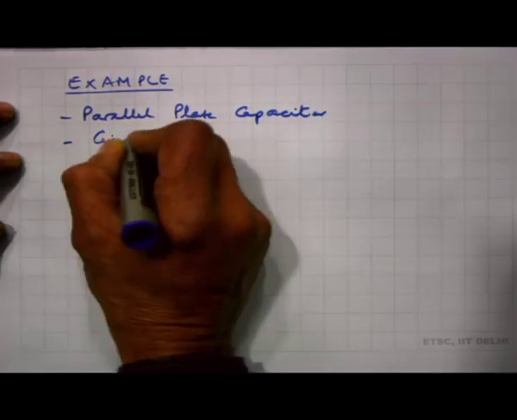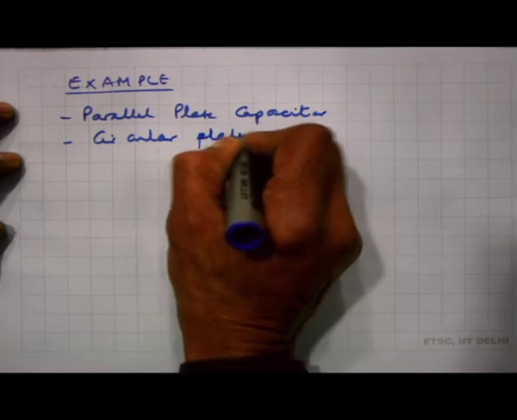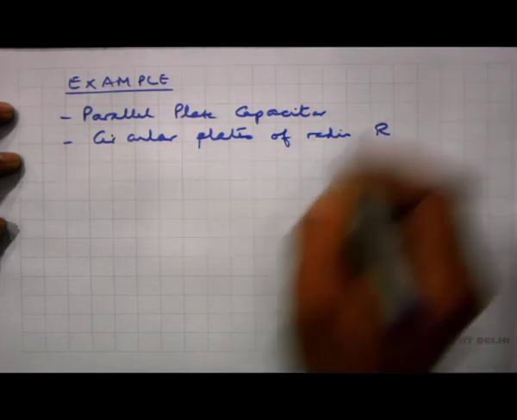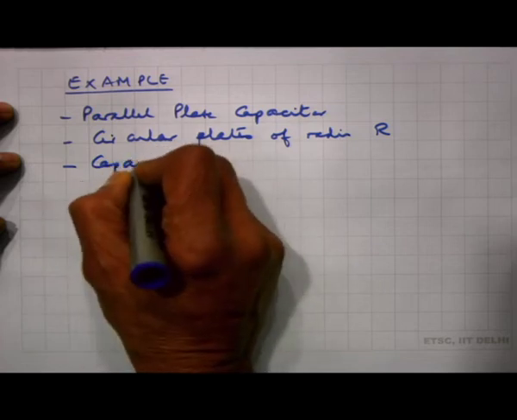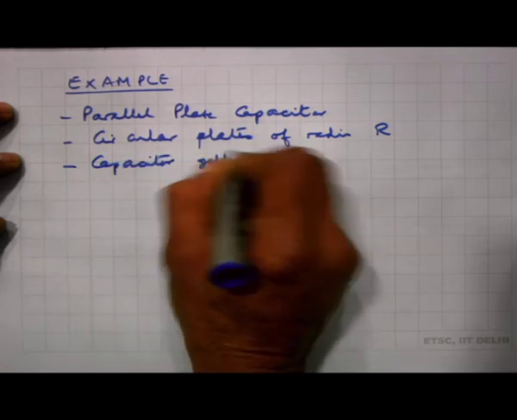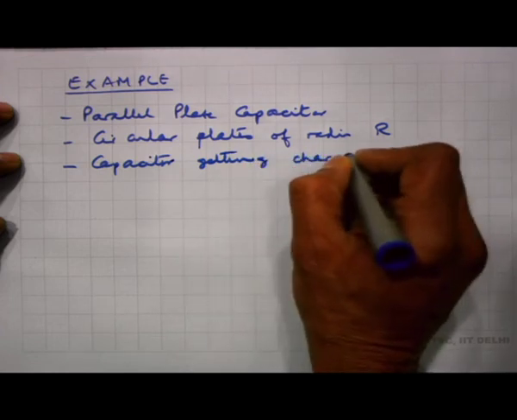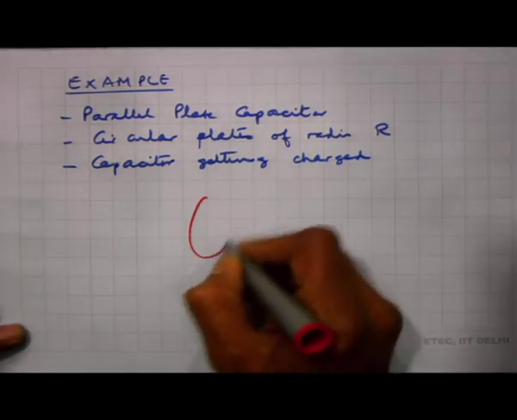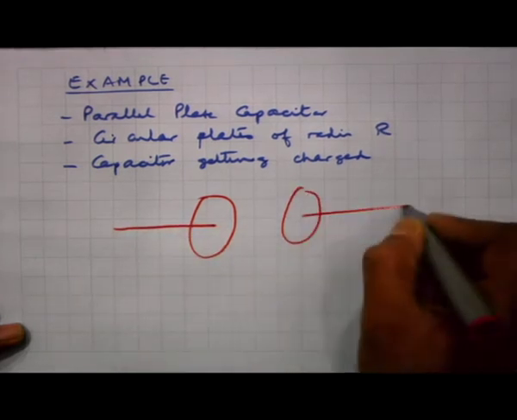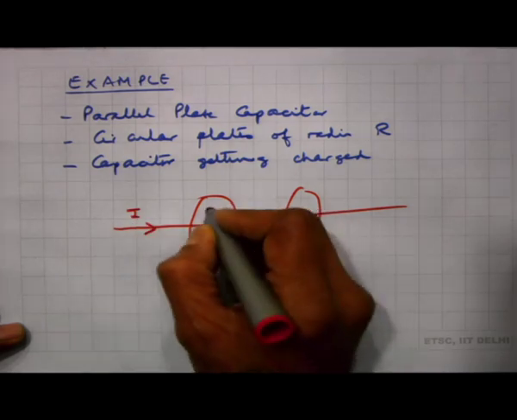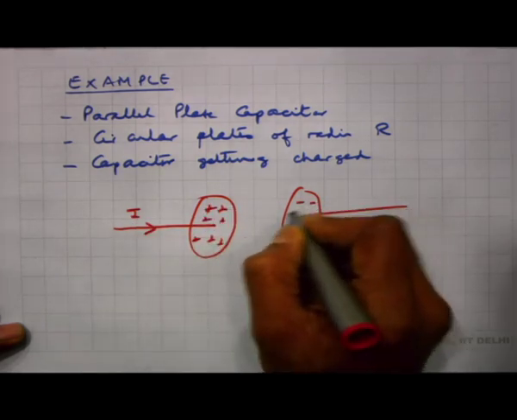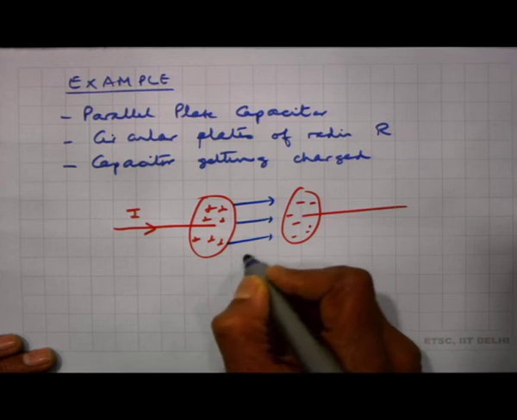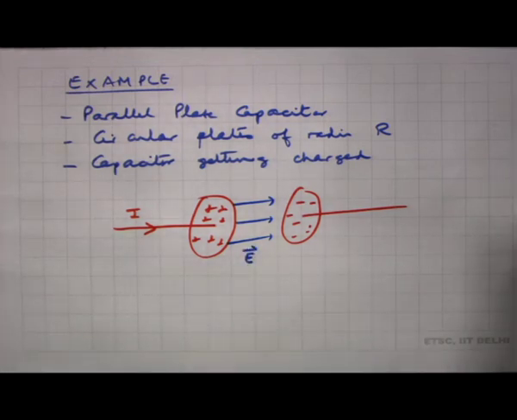with circular plates of radius r, and the capacitor is getting charged. Let me draw the two capacitor plates. That is one plate here, another plate, and current is flowing like this. This plate is accumulating positive charge and this one is accumulating negative charge, and there is an electric field between these two.